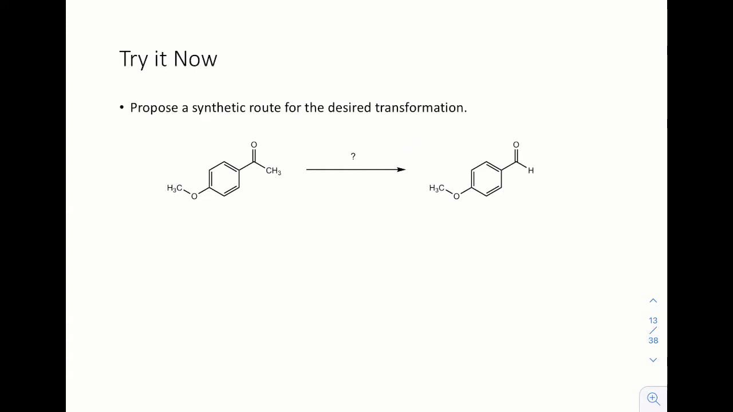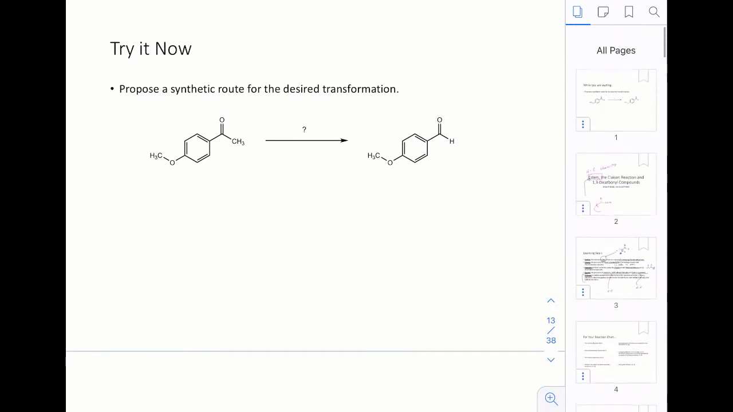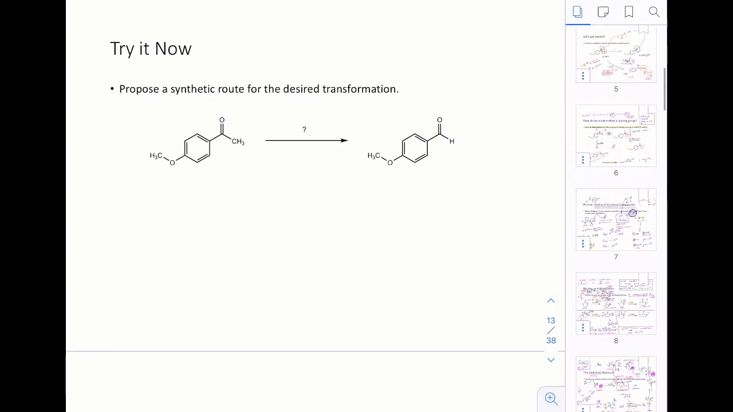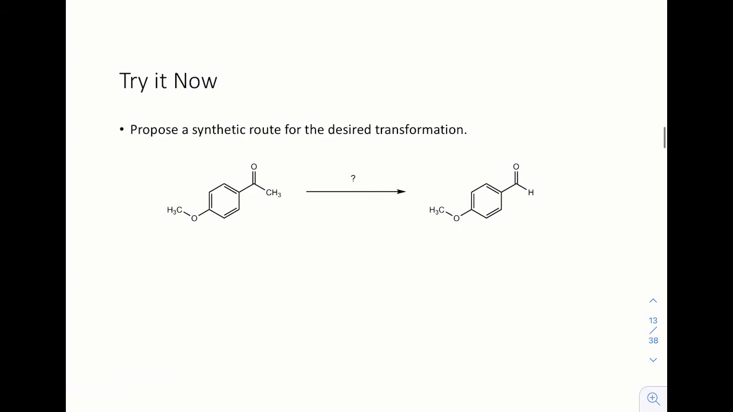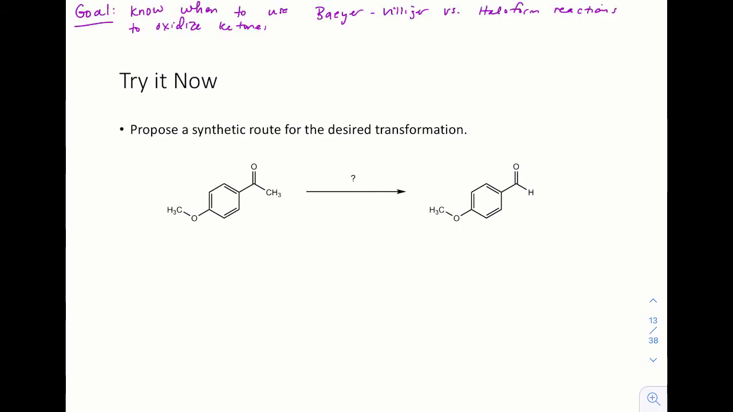Now propose a synthetic route to the desired product from the given starting material. Before I set you on your own here, just recall this is the problem that we opened this segment with. So this problem. Give it a shot. As we described in our initial analysis, the carbonyl carbon methyl group must be broken.